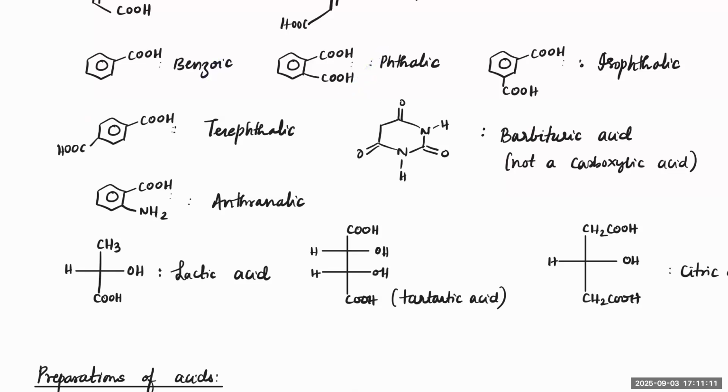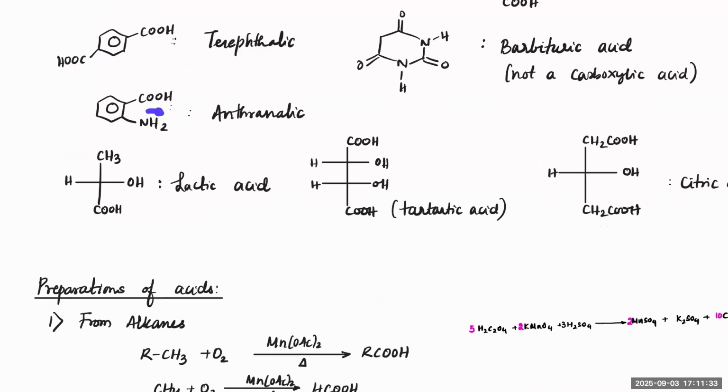Phthalic acid, based on position, will have different names. If it is meta-phthalic acid, you call it isophthalic acid. If it is para-phthalic acid, you call it terephthalic acid. This is an acid which does not have a COOH group, also known as barbituric acid. This is called barbituric acid. If benzoic acid with NH2 is present, you call it anthranilic acid. If you have 3 carbons with a hydroxy group, it is called lactic acid.